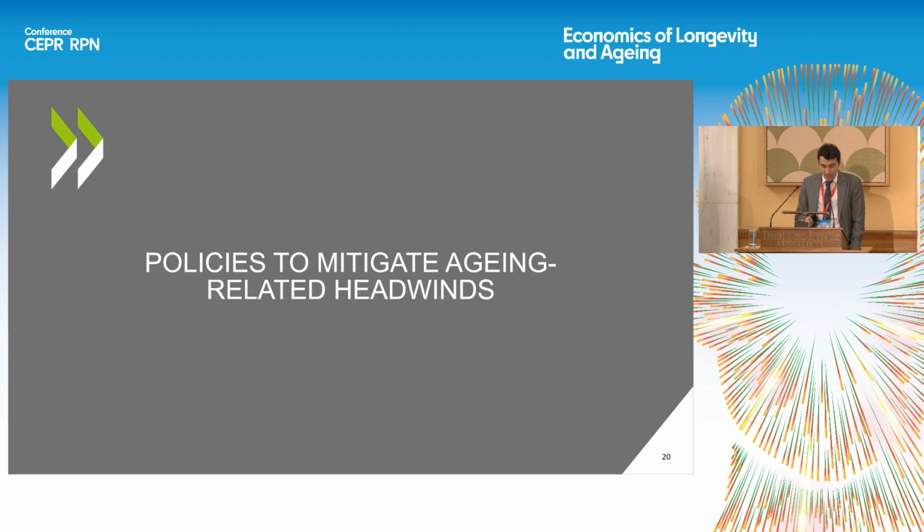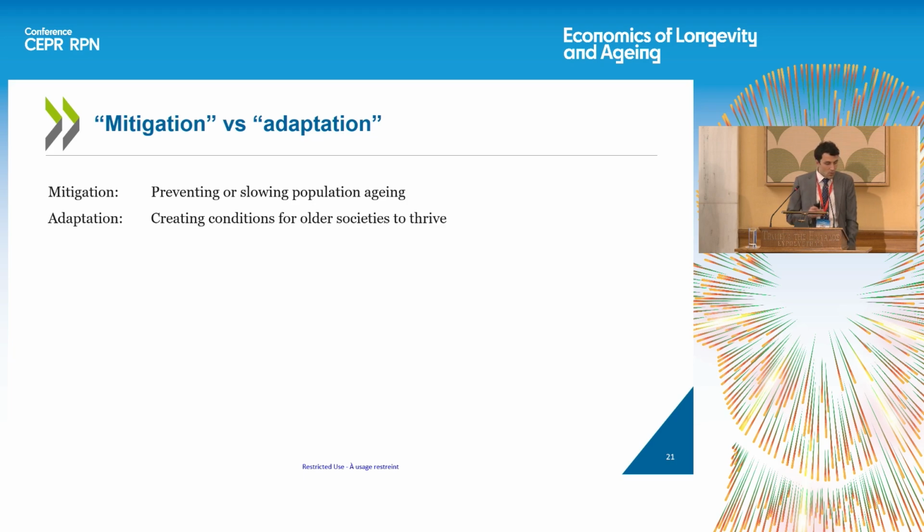Okay, so let me now use the final minutes that I have to talk a bit about policies to mitigate aging-related headwinds. When we thought about how to think about policies, we found it useful to distinguish between what we call mitigation policies and adaptation policies. Mitigation policies would be any policies aimed at preventing or slowing population aging itself. And adaptation policies would be policies aimed at creating conditions for older societies to thrive in.